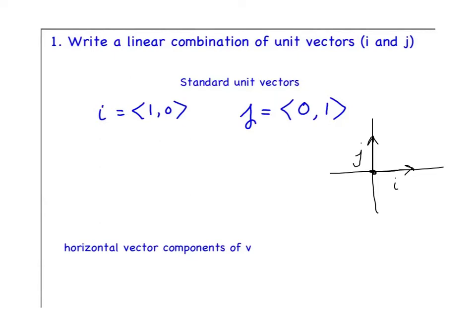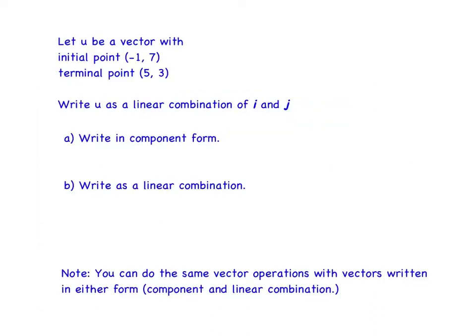The horizontal and vertical components of vector v would look like this: v sub 1 i plus v sub 2 j. So you're writing it as a linear combination. If this were in component form, it would be ⟨v sub 1, v sub 2⟩. These are different forms but the same component vector.